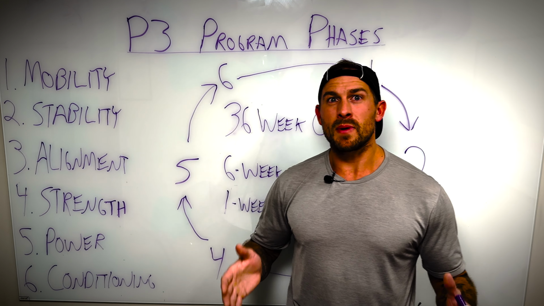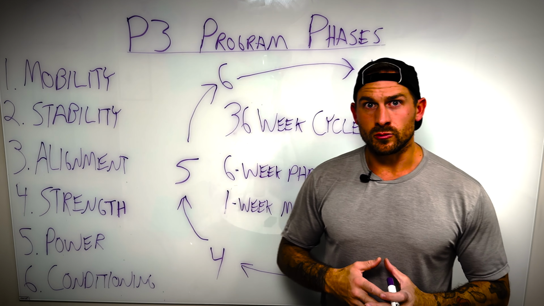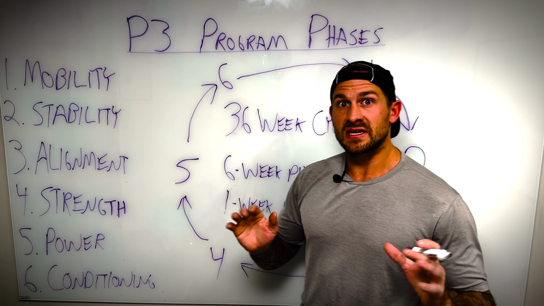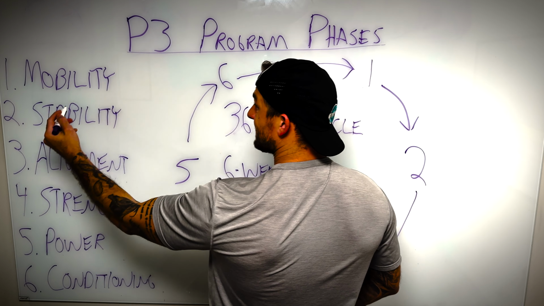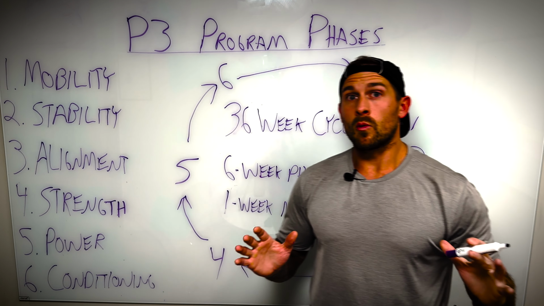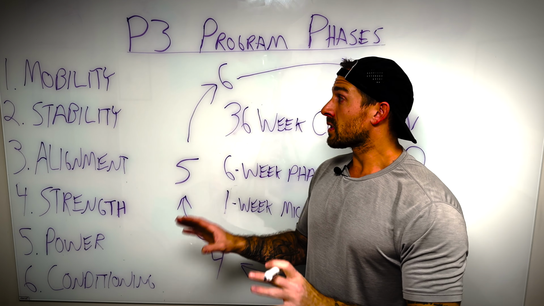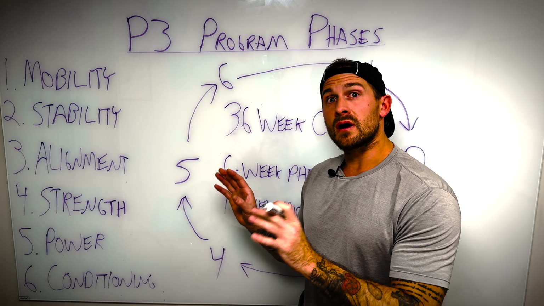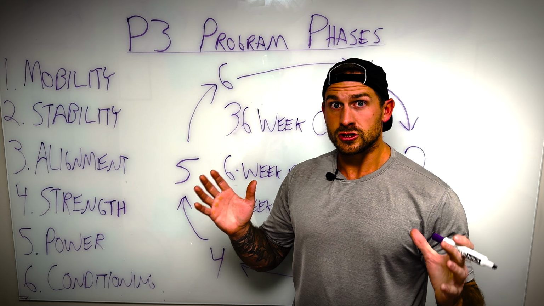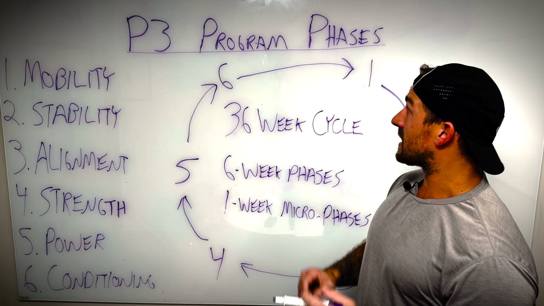Today, I want to talk about the structure of all P3 programs. Now, every P3 program goes through 6 phases: mobility, stability, alignment, strength, power, and conditioning. While I'll talk more in depth about the function of each phase, I first want to start with the overall structure and how they cycle.